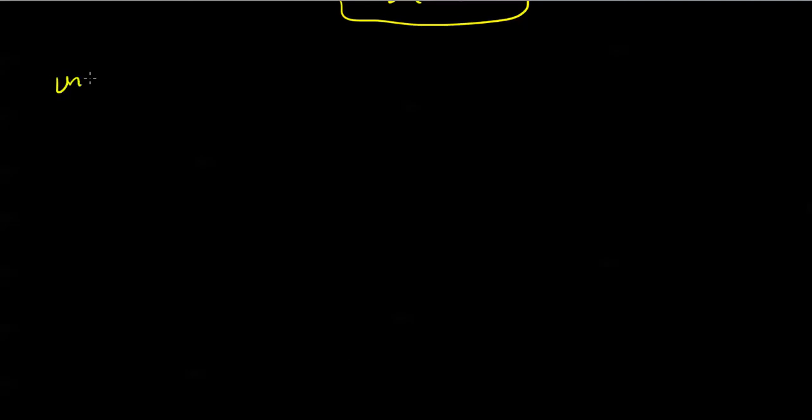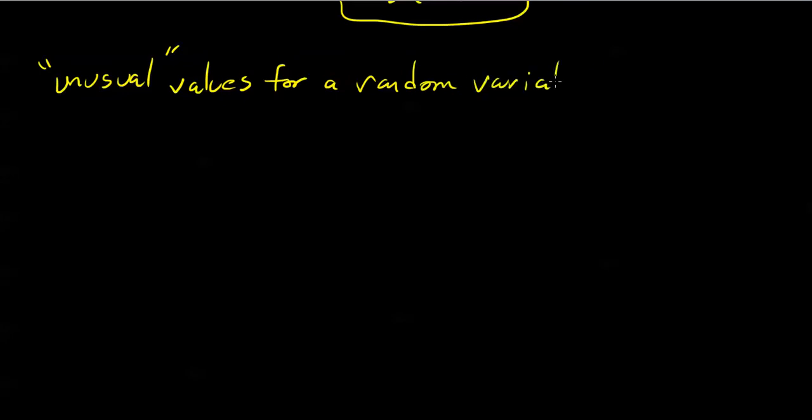The book talks about unusual values again, but now in the context of a random variable. So let me write "unusual values" for a random variable x.